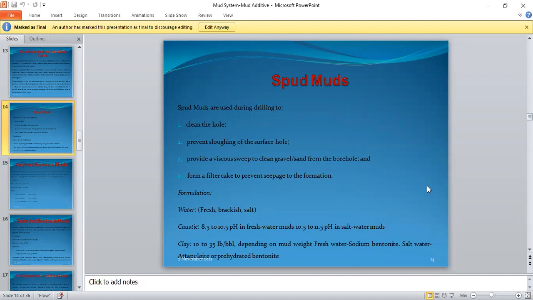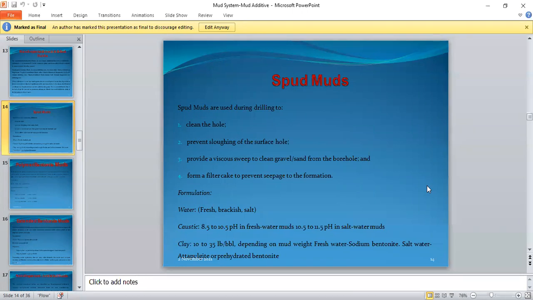For every spud mud, like we say, spud mud is a water-based mud. First, you have water. Your water could be fresh water, brackish water, or salt water. Then you have your caustic. Caustic, 8.5 to 10.5 pH in fresh water. Caustic gives you the pH to enable some of your mud chemicals to function very well.